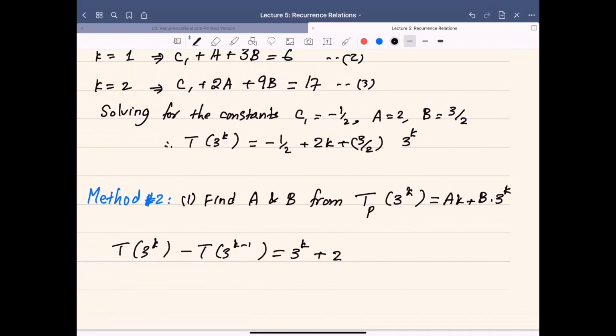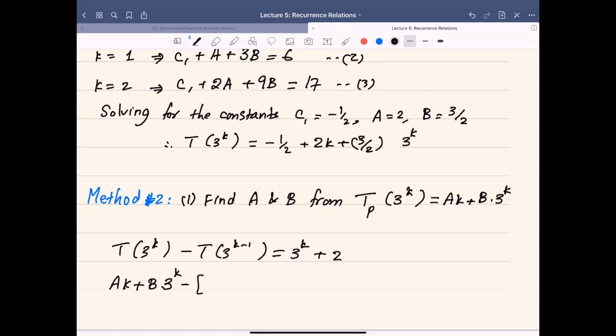For each occurrence of T, you need to replace it by this equation. So for T(3^k), we will substitute by this. Let's do the substitution. For the first T, we will have A·k plus B times 3 raised to power k minus.